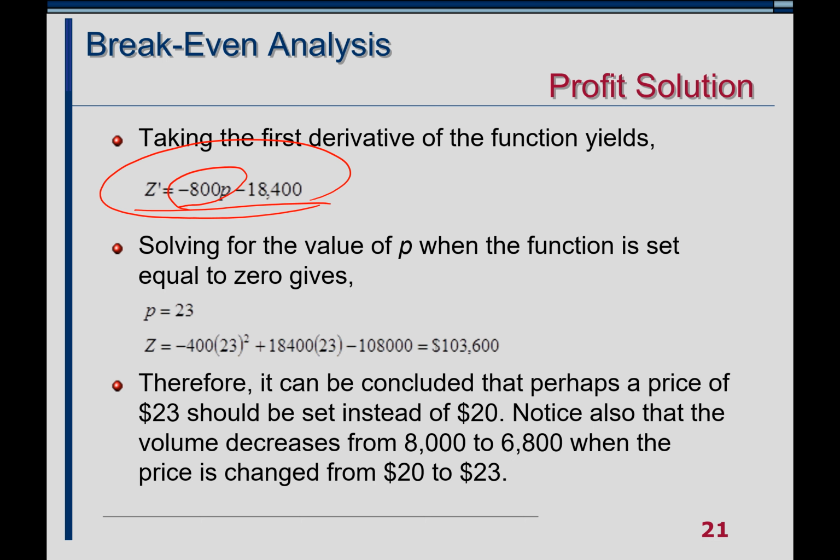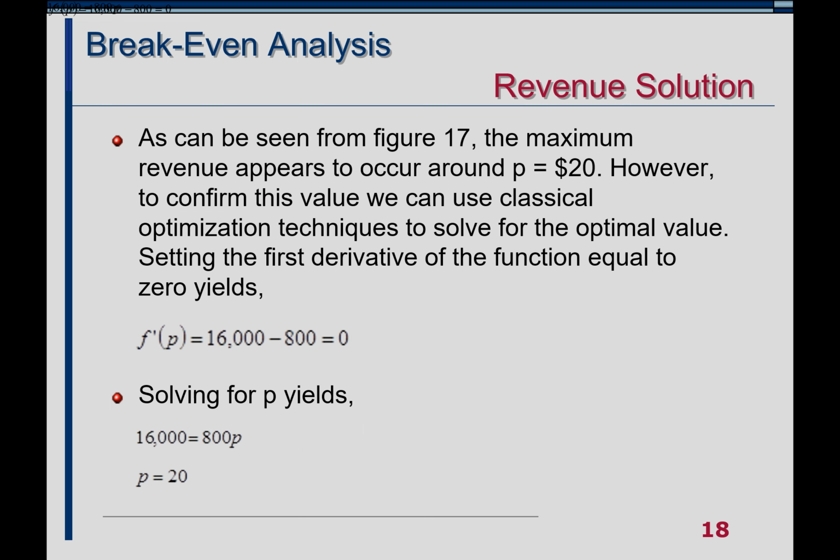You get 18,400 divided by 800. So you're going to get 23, because 20 times 800 gives 16,000. 18,400 minus 16,000 is 2,400. 800 goes into 2,400 3 times. So just plug it into your calculator if you don't believe me. So this is saying that if we want to maximize profit, we should set our price at $23. But that's different than 20.